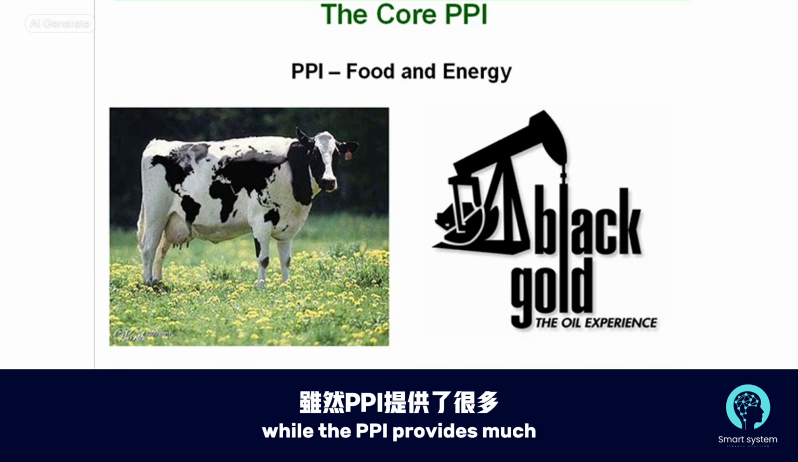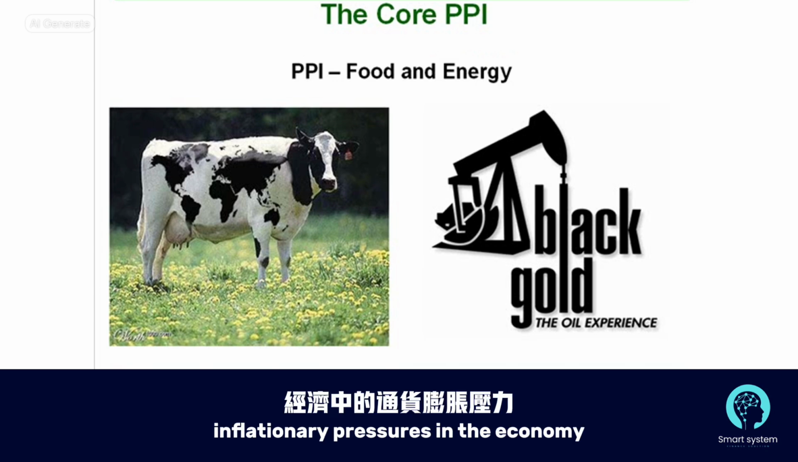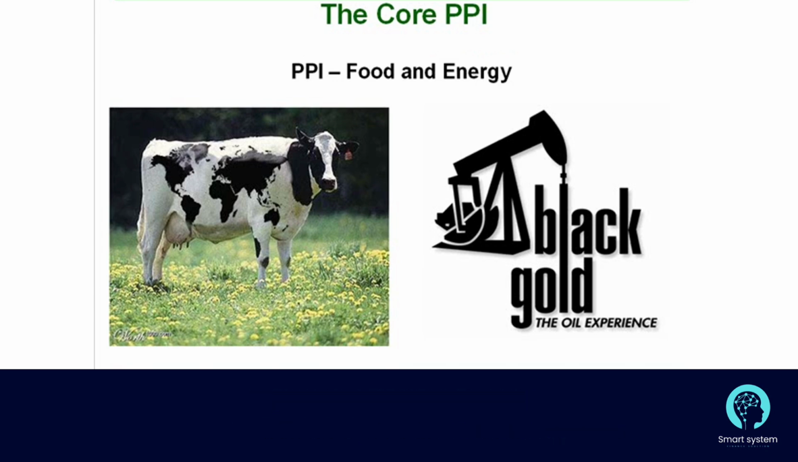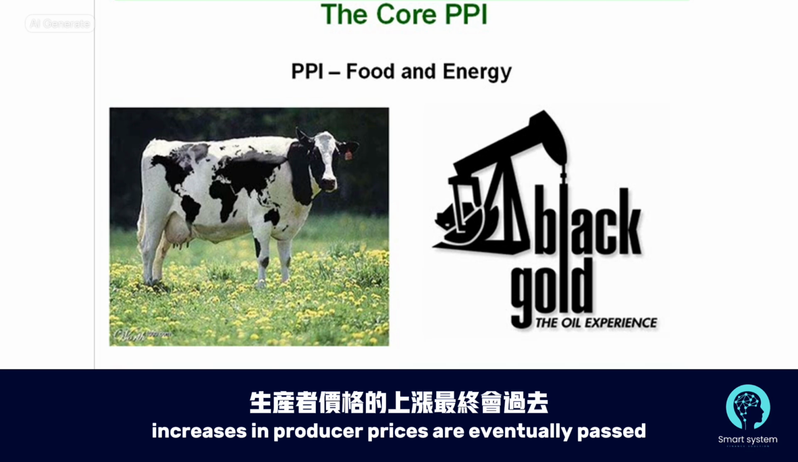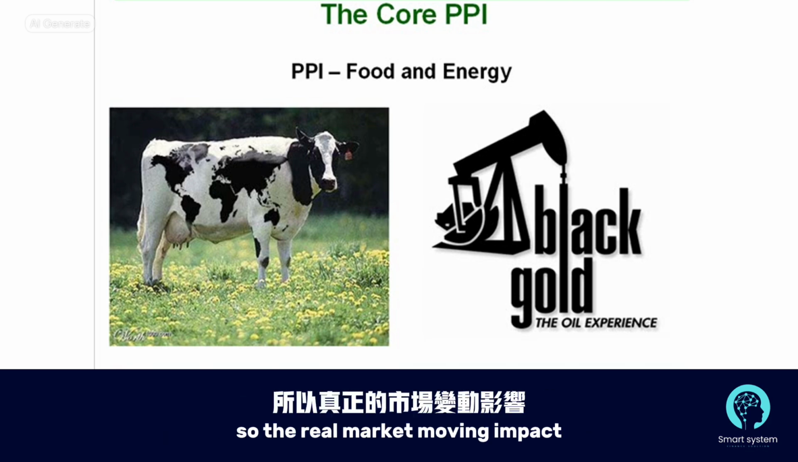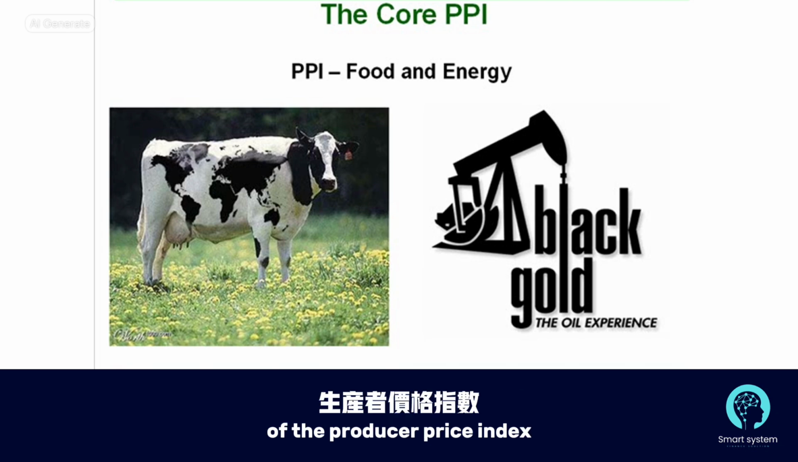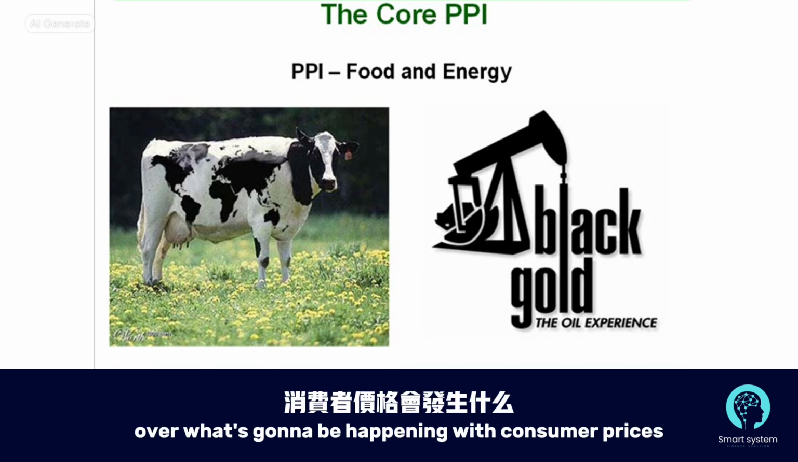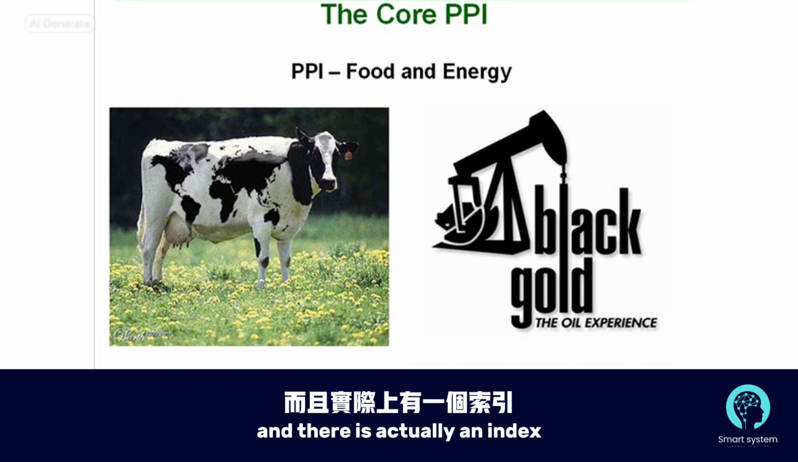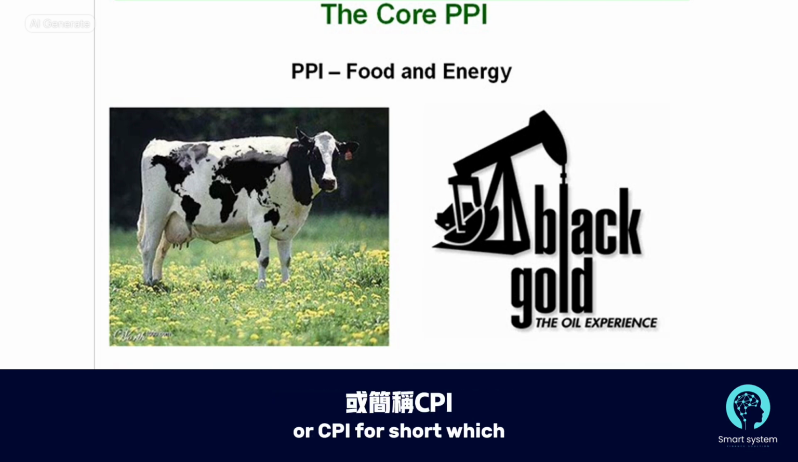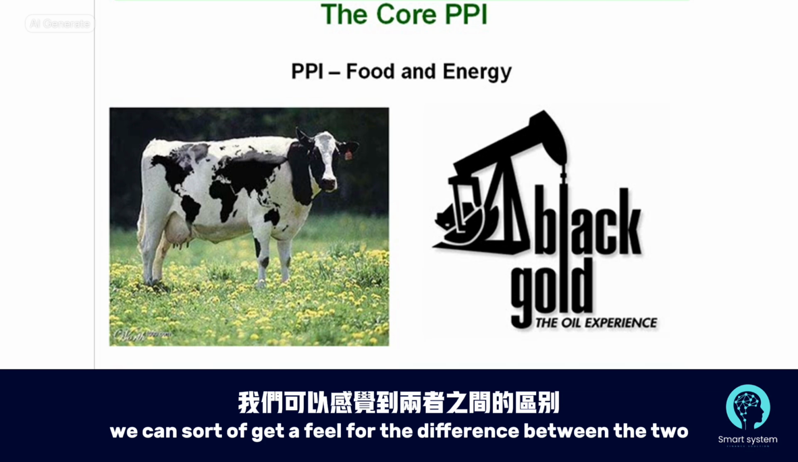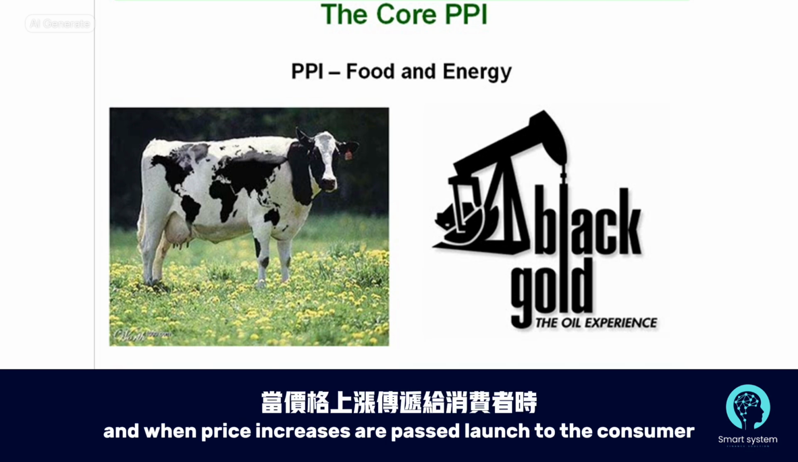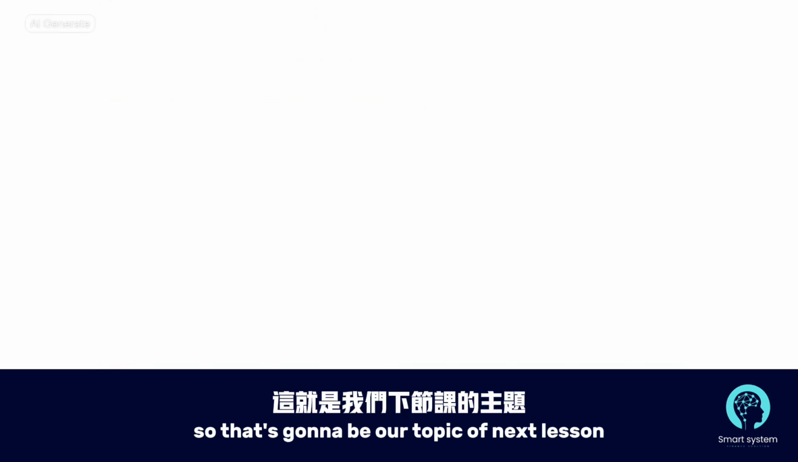While the PPI provides much insight into what's happening with prices, what ultimately determines inflationary pressures in the economy is how much the consumer is paying for goods. Now it's logical to think that the majority of the time, increases in producer prices are eventually passed along to the consumer, but not always. So the real market-moving impact of the Producer Price Index is its predictive power over what's going to be happening with consumer prices. And there is actually an index, known as the Consumer Price Index, or CPI for short, which measures the prices that the consumer pays. We can get a feel for the difference between the two, and when price increases are passed along to the consumer and when they aren't, by looking at that number. So that's going to be our topic of next lesson.